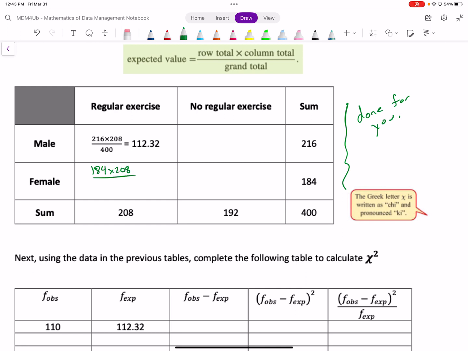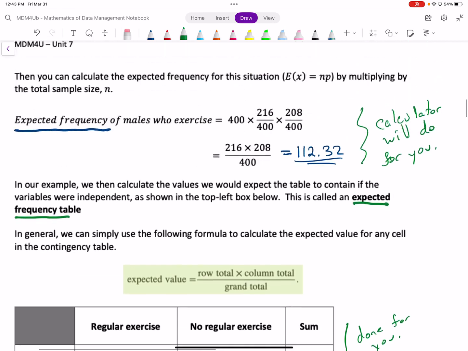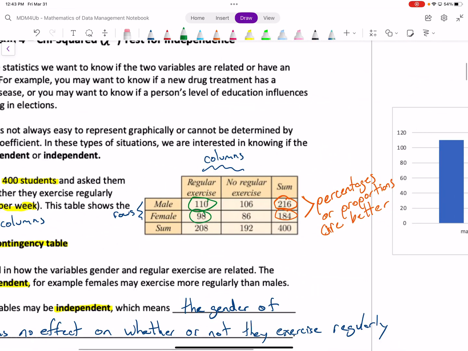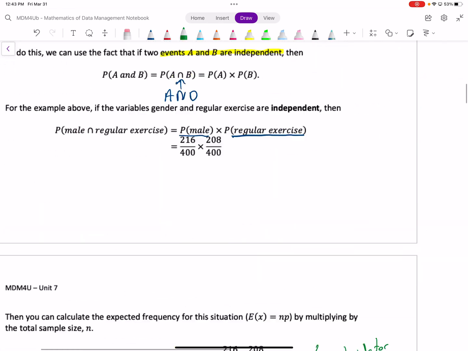So if I wanted the number of people expected who are female, who regularly exercise, I take the number of females times the number of regular exercisers, divided by 400, which is the total number of people, and I get 95.68. If I compare that number, if I go back up, what I saw was 98. If everything was independent, I would expect it to be 96. Again, it's pretty close. It's not far off.